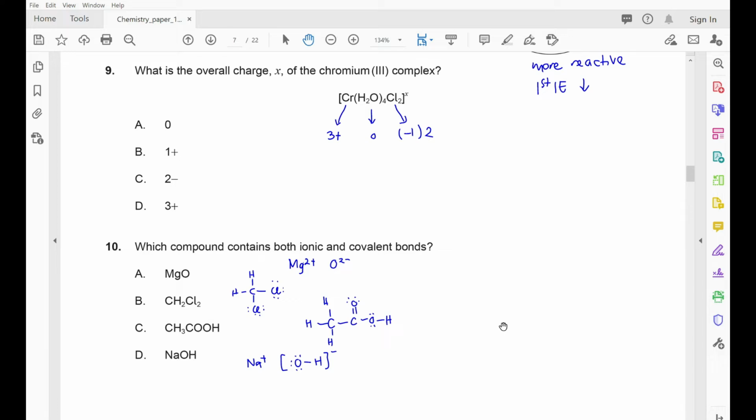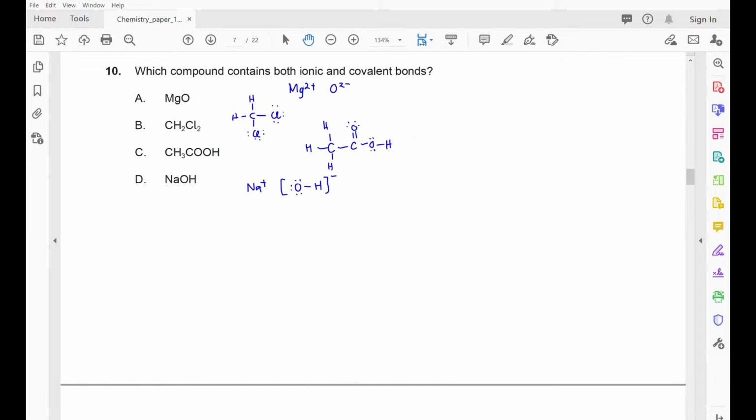So the charge on chromium is 3+ because it's chromium 3. Water is a neutral ligand, so the charge is 0, whereas chloride is -1 for each. So we have a total of 2 chloride there, and total charge is +1.